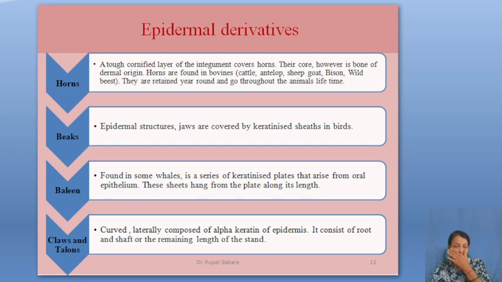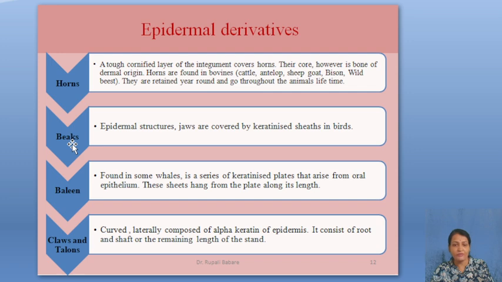Here, epidermal derivatives are of four different types. The first is horn, the second is beak, the third is baleen, and the fourth is claws and talons. So we will see the first one, horns. You know very well that horns are found in cows, buffalo, ox, bison, wild beasts, etc. These horns are a cornified layer of the integument. Their core is bone of dermal origin. They remain throughout the animal's life. This is all about the horns.